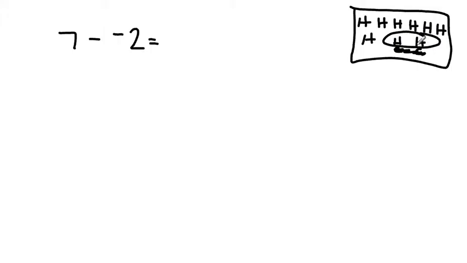What did I really end up doing in the end here? I still had my 7 hots, but I added in 2 hots. So really this became 7 hots plus 2 hots.